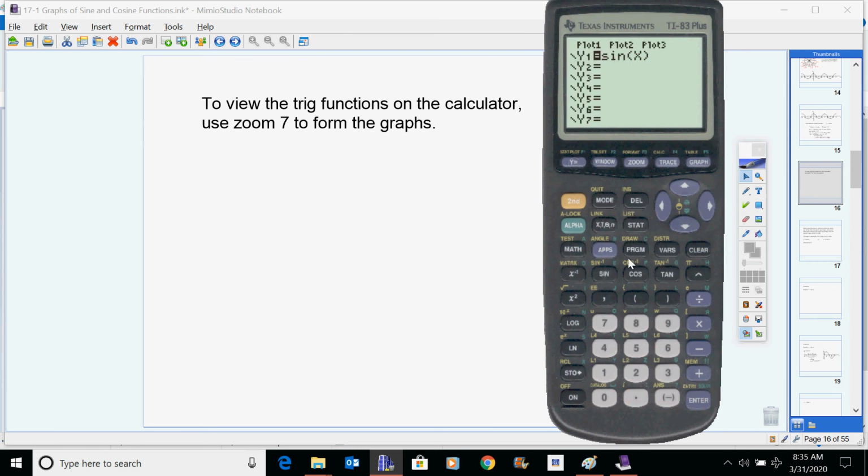If I want to look at the cosine, I will Zoom 7 it again, hit enter, and it's coming up like this. Here's our cosine, and once again it's in trig, so that means that our little dashes here are 0 and pi over 2 and pi and 3 pi over 2 and 2 pi. So here is our complete cycle with that.